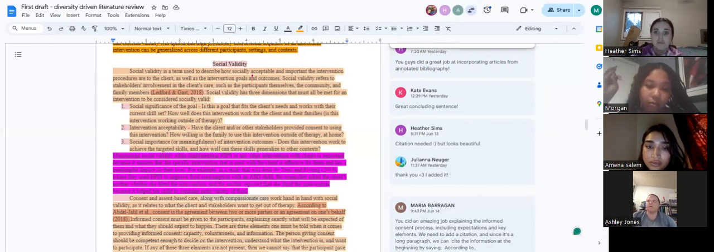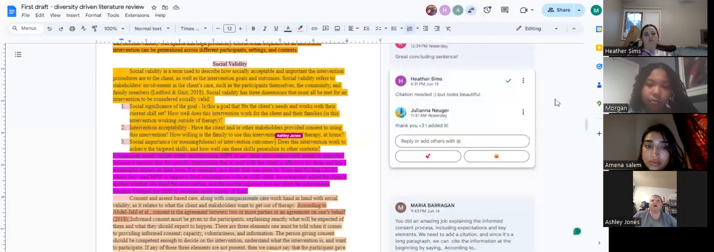To go along with what Heather was saying, I really do like how they put the three different steps on how they broke down social validity. That was really important, driving home that yes, these are bigger terms that they're using, but they're also breaking those terms down in order to be able to see what they mean.